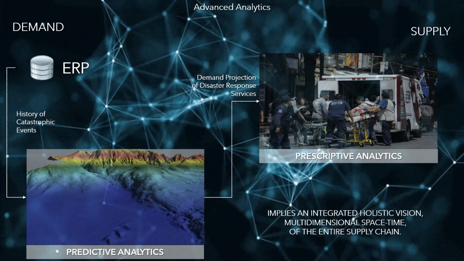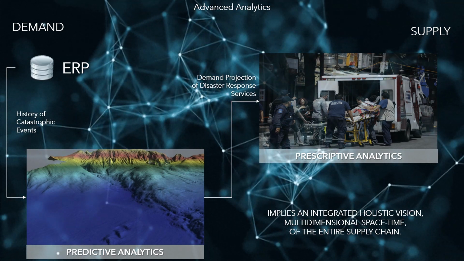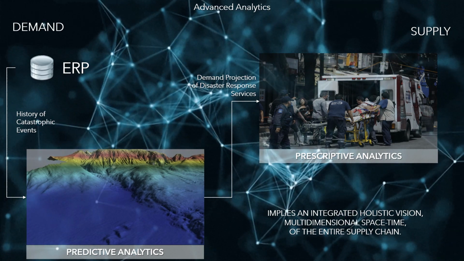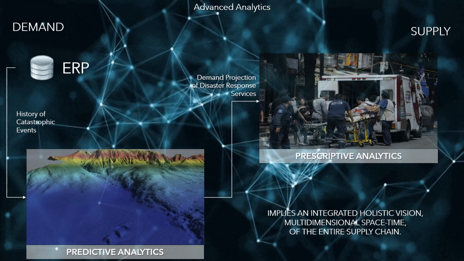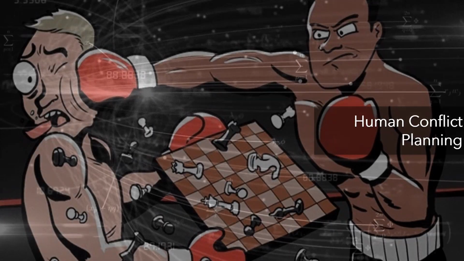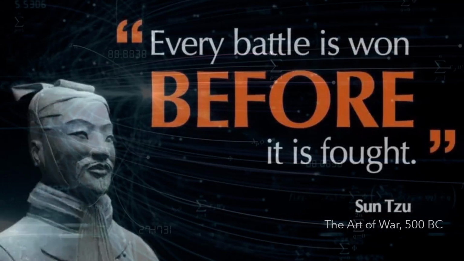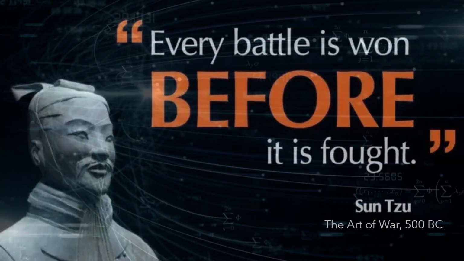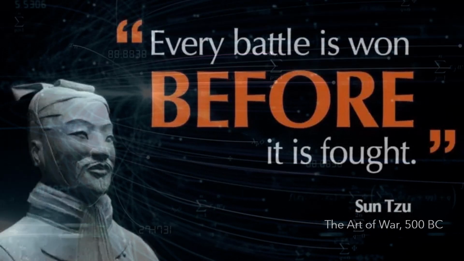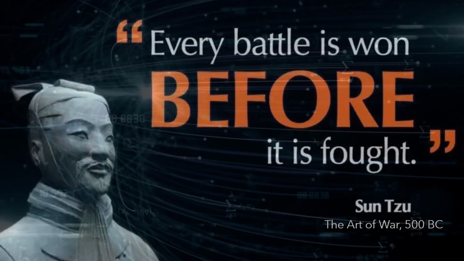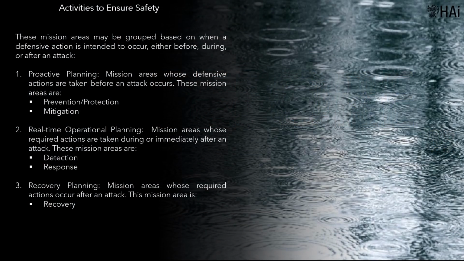Predictive analytics is based mainly on artificial intelligence, machine learning, and complex probabilistic methods. Prescriptive analytics is based on mathematical programming, better known as optimization. Human conflict planning. Sun Tzu, in the book The Art of War, said, "Every battle is won before it is fought." In the war on terror, planning supported by the scientific method can avoid conflicts, so that many battles are won without a fight.